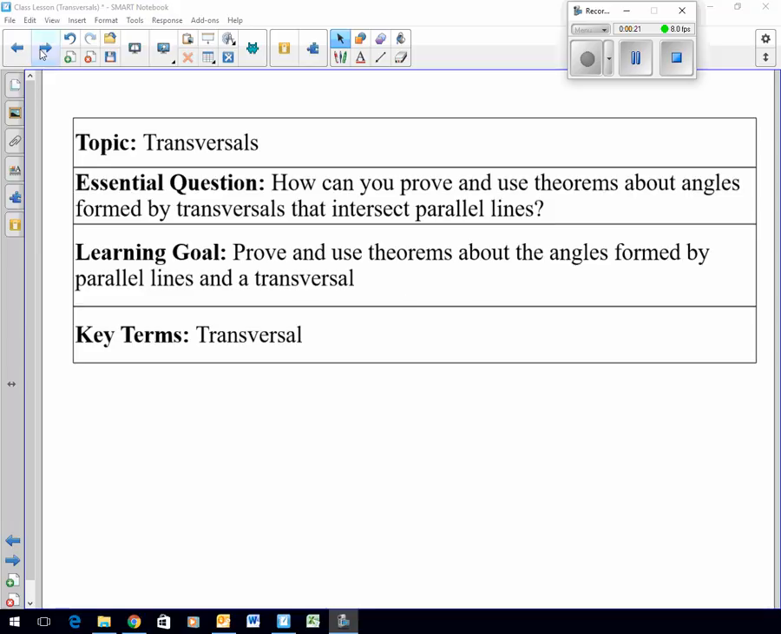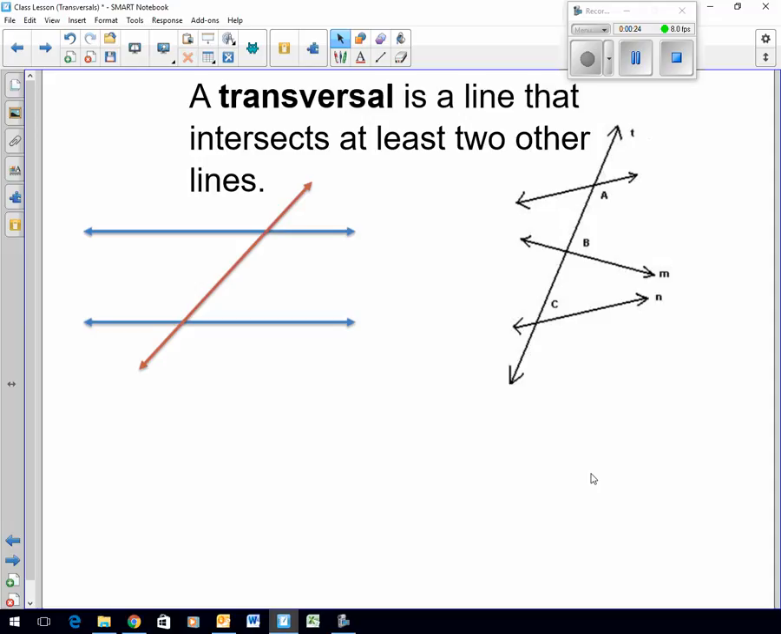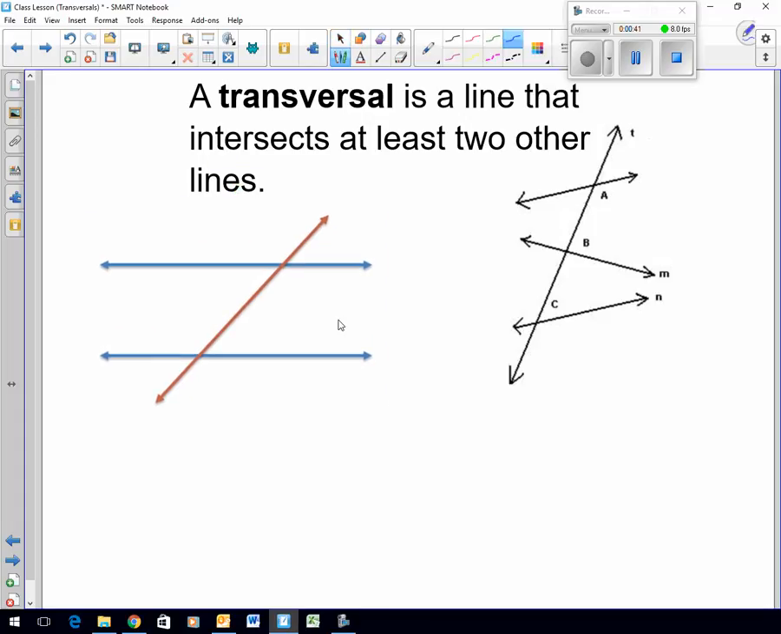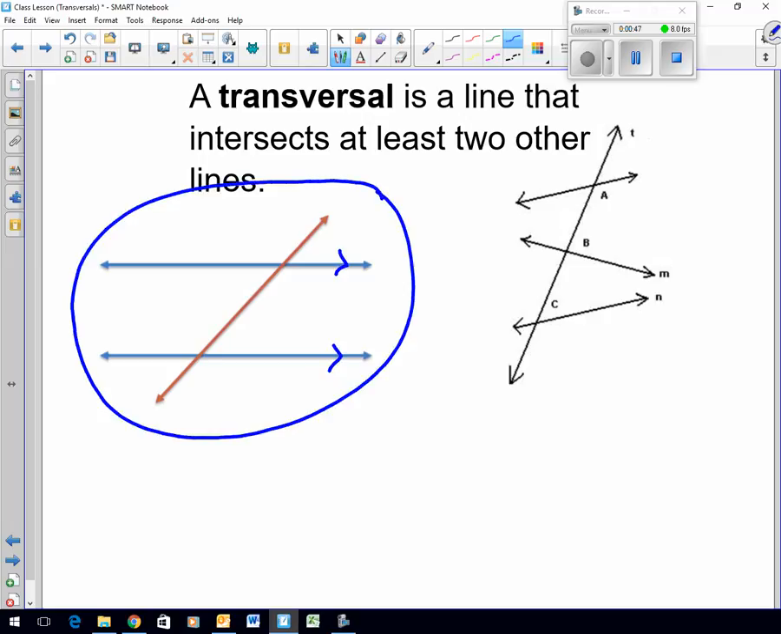Our key term today is, you got it, transversal. A transversal is merely a line that intersects at least two other lines. Okay? So when I say transversal, I will let you know. Most of the time when I say transversal, I'm talking about this transversal that's intersecting parallel lines. Most of what we do today is going to be talking about parallel lines.